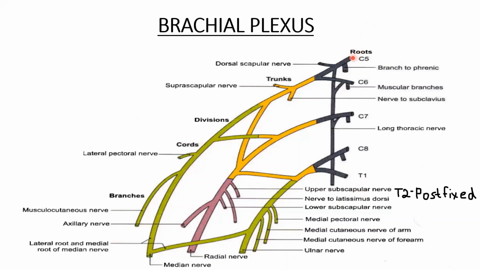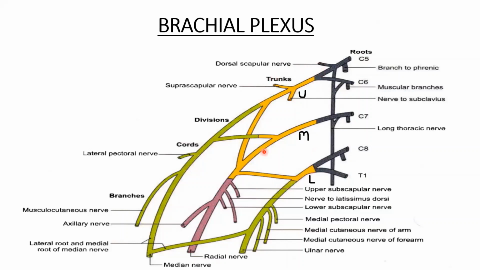Now, these roots will join to form the trunks of the brachial plexus. The roots C5 and C6 will join to form the upper trunk of the brachial plexus. The root C7 will form the middle trunk of the brachial plexus, and roots C8 and T1 will join to form the lower trunk of the brachial plexus.